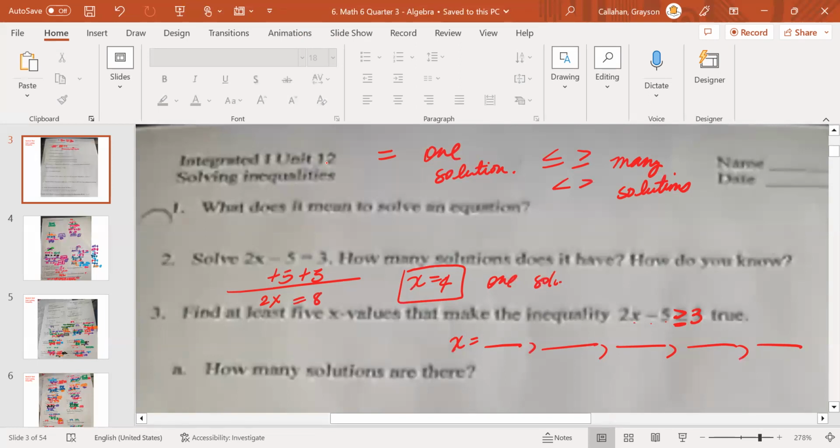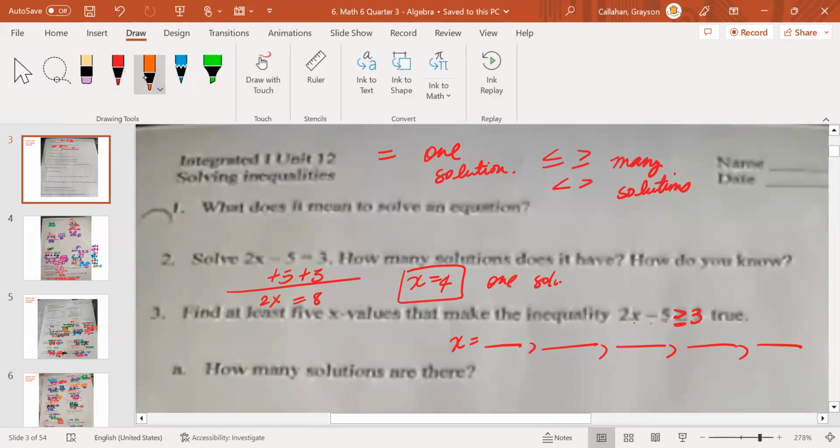Pick a number, Grayson. Any number. Okay, let's try it. 2 times 2 is? 4 minus 5. Is that going to be bigger than 3? No, so pick a bigger number. What's a bigger number that will work? 2 times 3 is? 6 minus 5, is it bigger than 3? Okay, pick a bigger number.